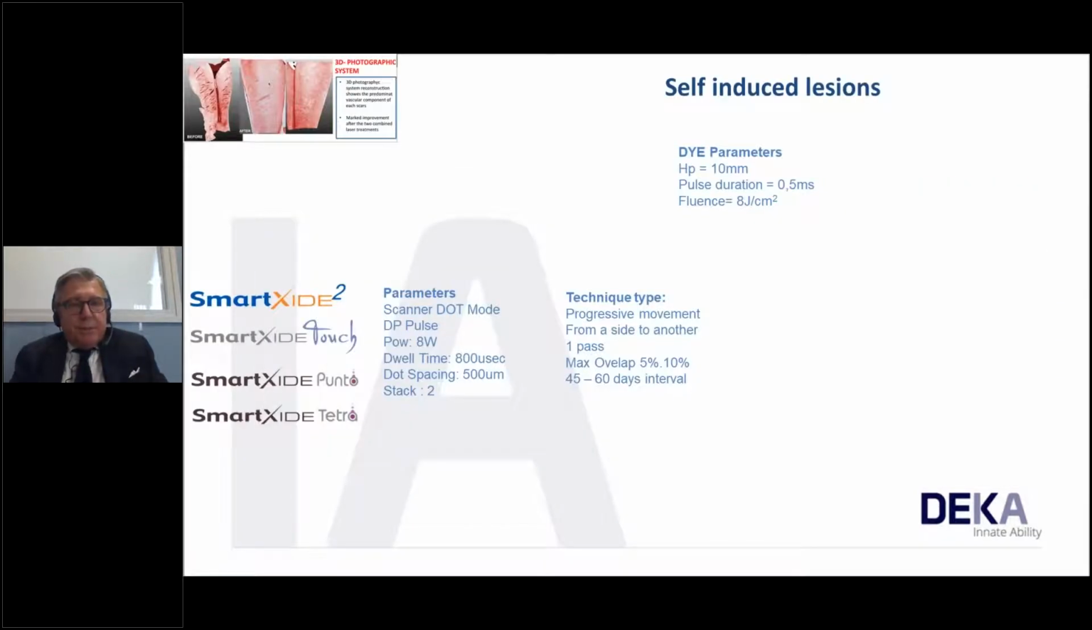Well, you see the parameters on the left, the scanner with the DP pulse, power 8, dwell time 800 microseconds, and 500 as the dot spacing, stack 2. On the right, you see the 10 millimeter end piece, pulse duration 0.5 milliseconds, and fluence around 8 joules per square centimeter.